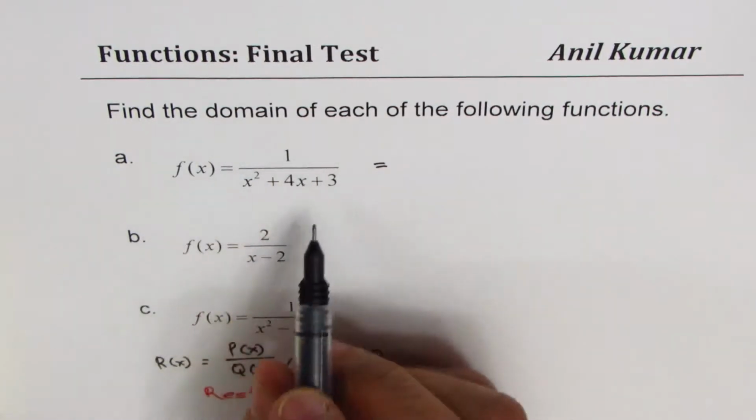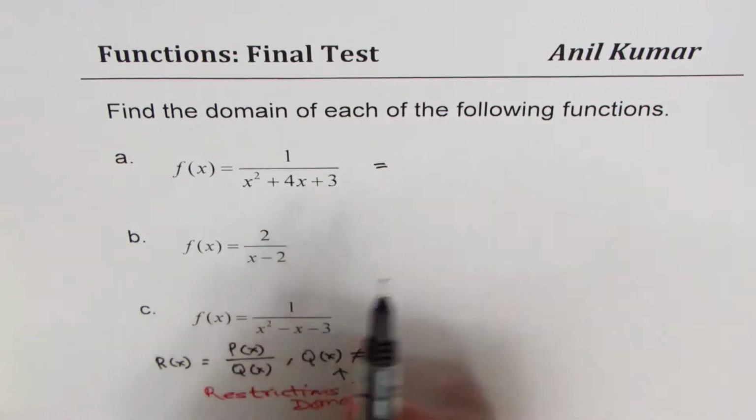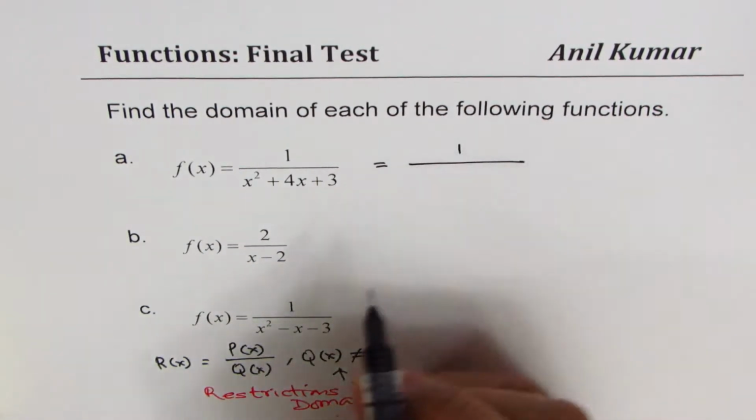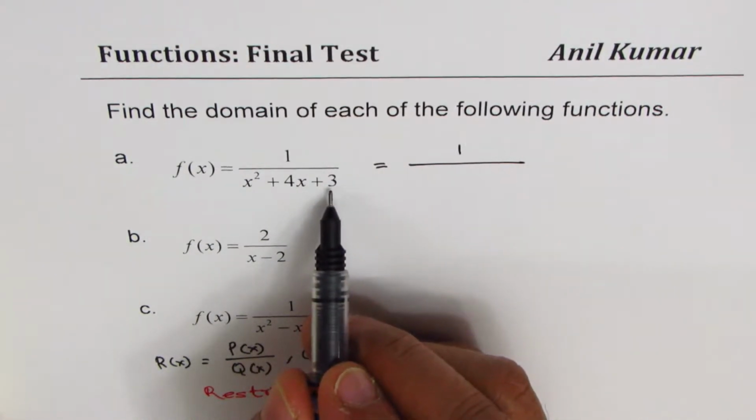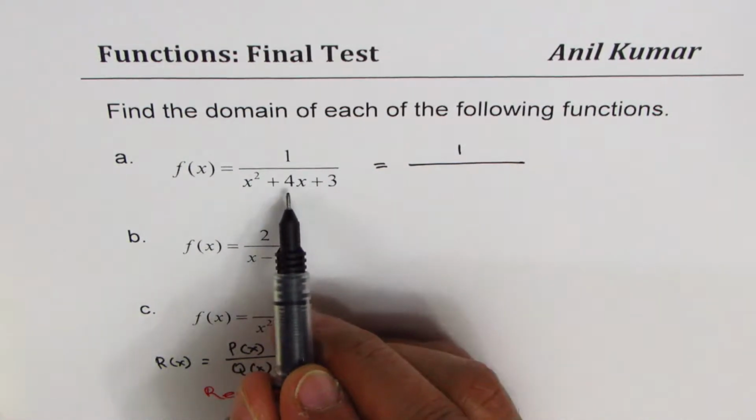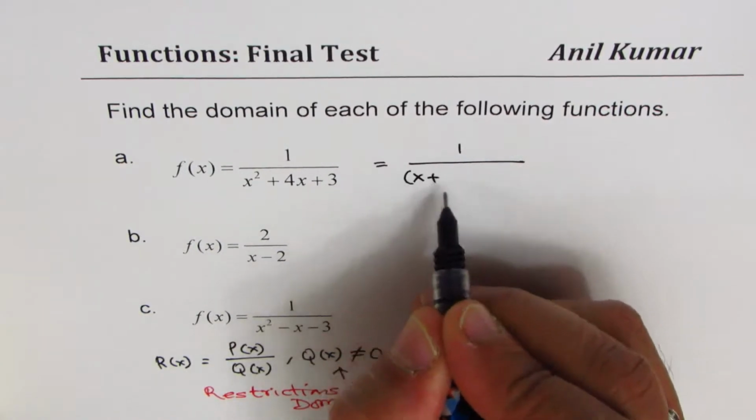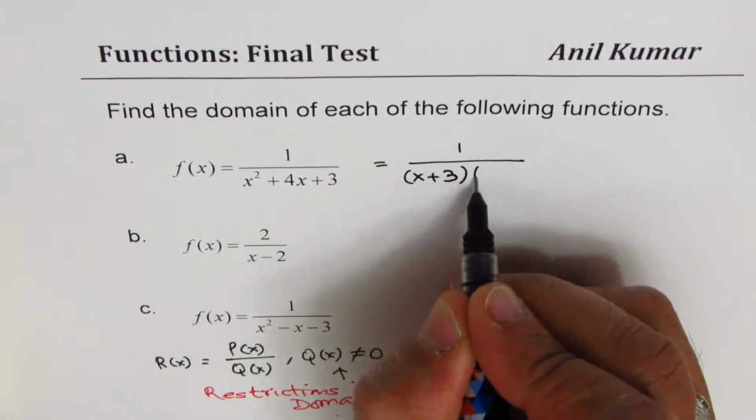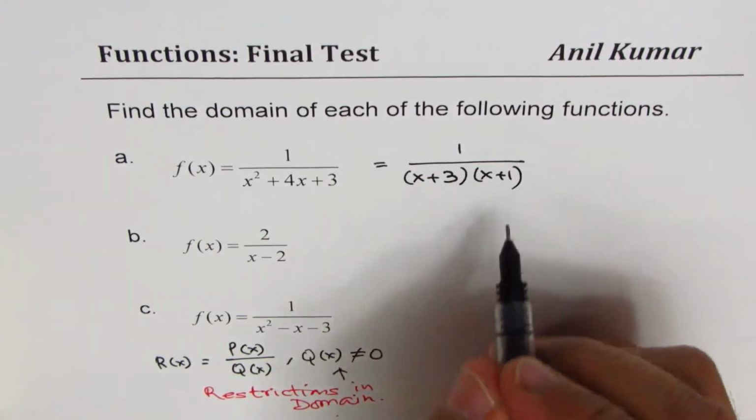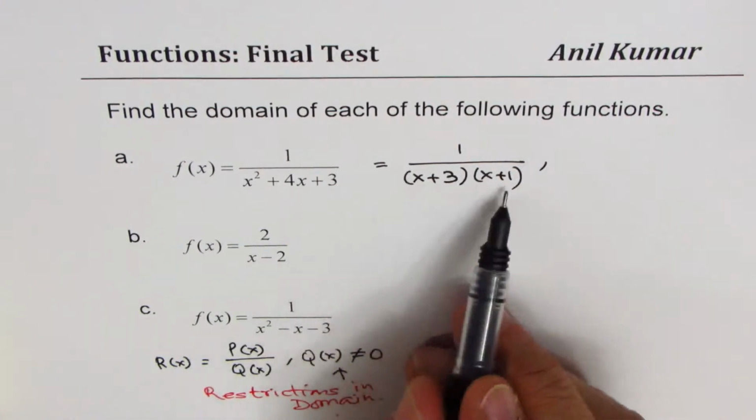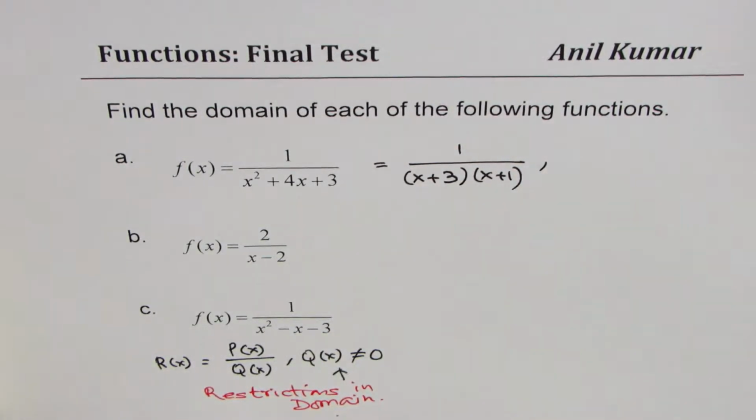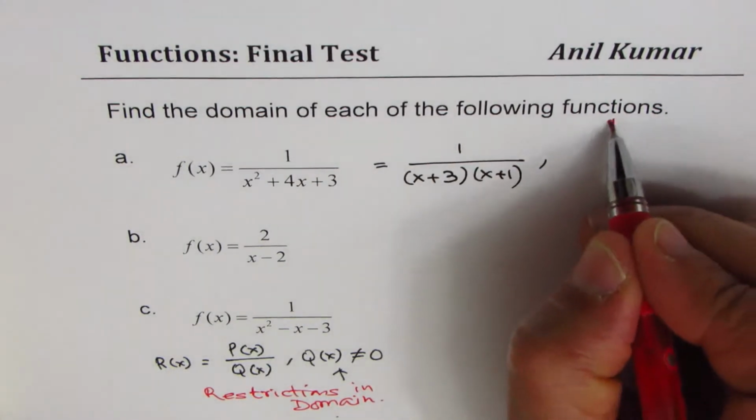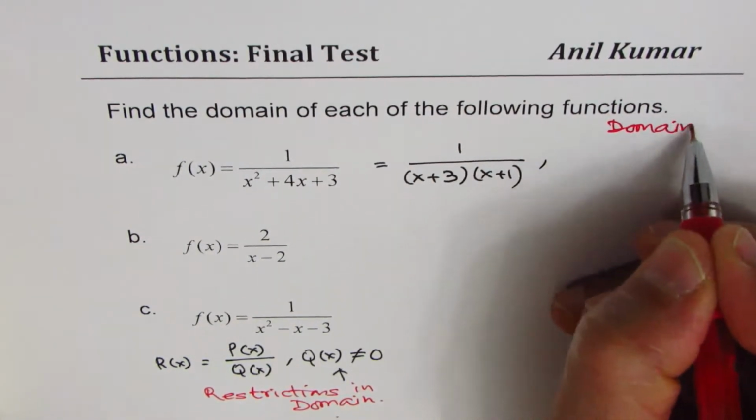f of x equals 1 over x squared plus 4x plus 3, which could be written as 1 over, 3 times 1 is 3, and when you add, you get 4. So it is x plus 3 times x plus 1. Now clearly, we can write down the restrictions here, and therefore the domain. Let's write down the domain directly, right?